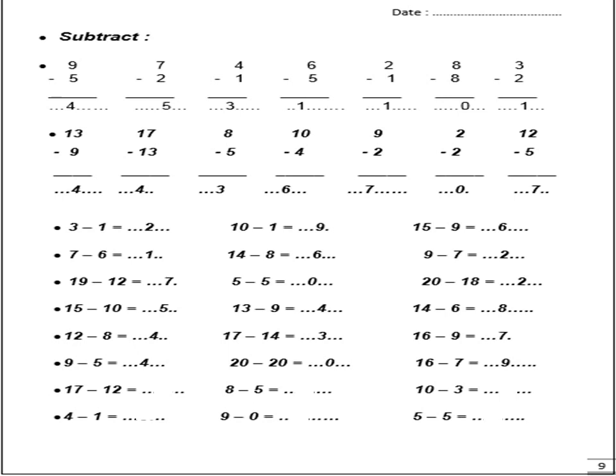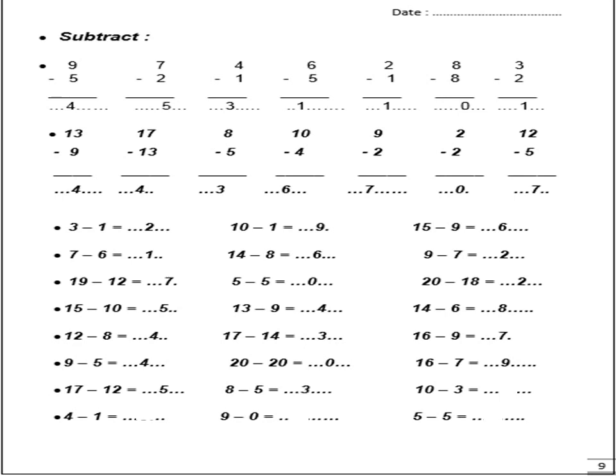17 minus 12, we count from 12 until we reach 17. After 12, 13, 14, 15, 16, 17. So the answer will be 5. 8 minus 5, we count from 5 until we reach 8. After 5, 6, 7, 8. So it will be 3.